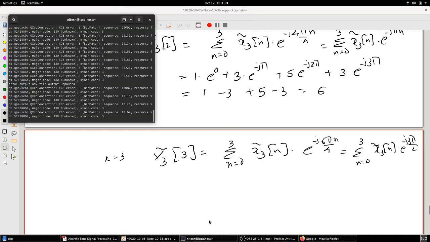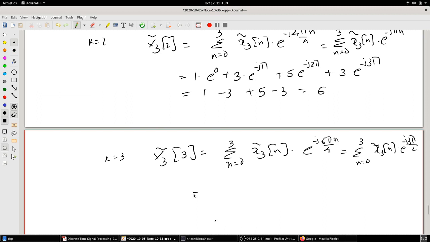So now this is equal to 1 into e raised to 0 plus 3 into e raised to minus j 3 pi by 2 plus 5 into e raised to minus j 3 pi plus 3 into e raised to minus j 9 pi by 2.